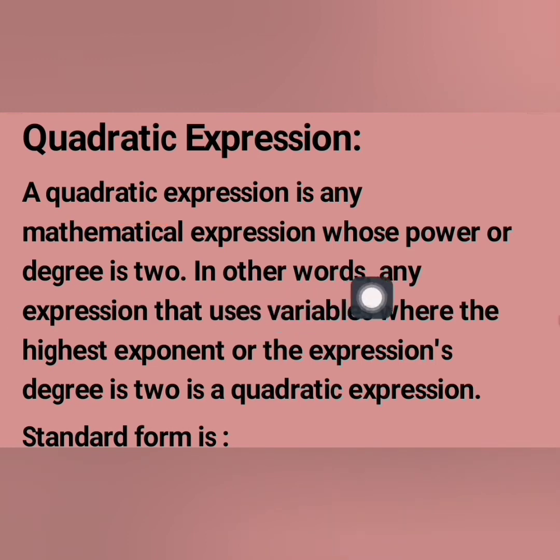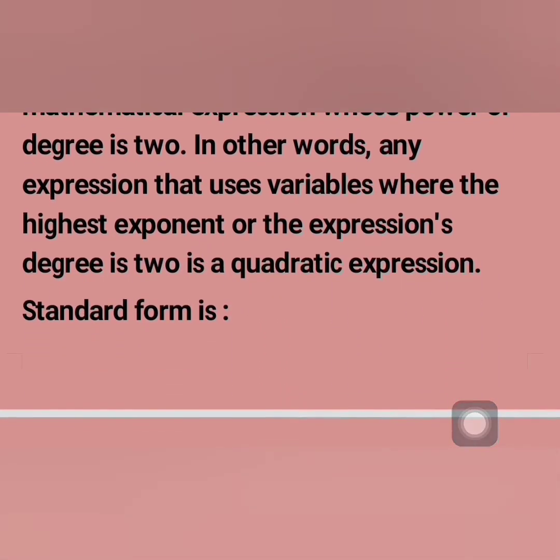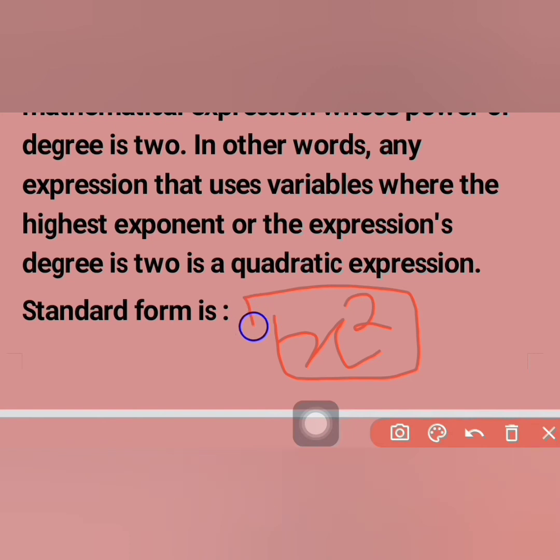In other words, any expression that uses a variable with the highest exponent, or the expression degree, of 2 is a quadratic expression. What does this mean by 2? Whenever there is an expression with the greatest power 2, it makes a quadratic expression. So let's see what the standard form of a quadratic expression is.